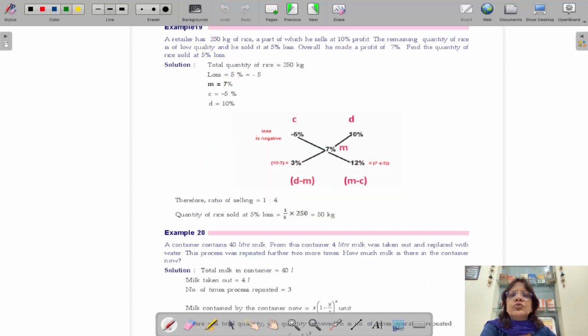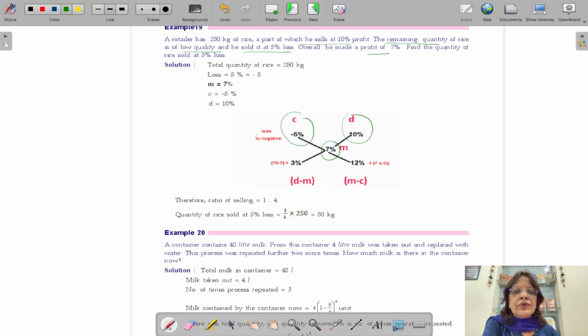A retailer has 250 kg of rice, a part of which he sells at 10% profit. The remaining quantity of rice is low quality and he sold it at 5% loss. So see, dearer is 10% profit, and lower is loss, that means we'll write minus 5%. Overall, he made a profit of 7%, that is the mean. Find the quantity of rice sold at 5% loss.